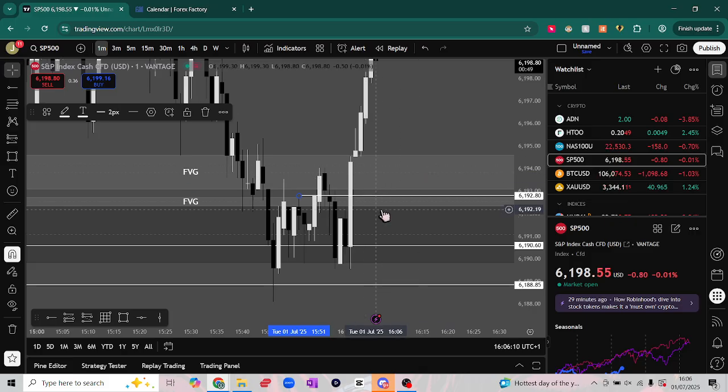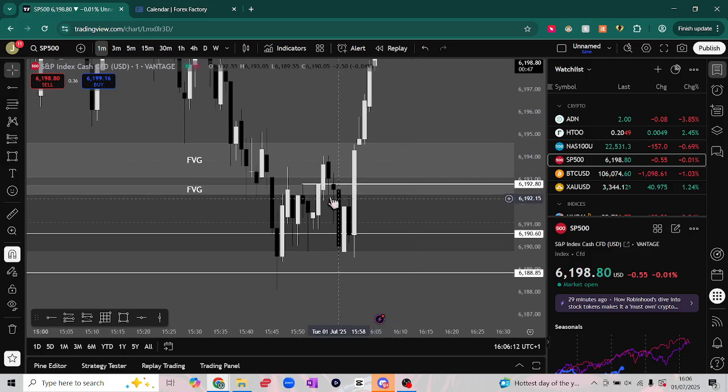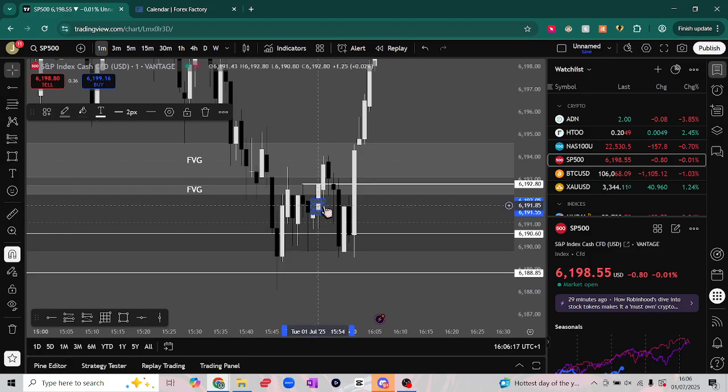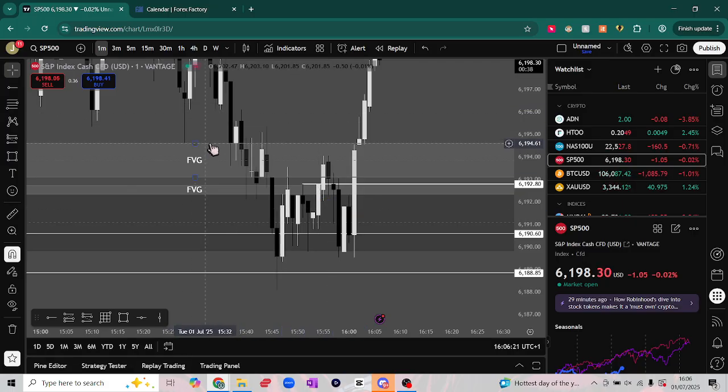So I was like, cool. On my CFD chart, it's very slightly different. There was no 1-minute fair value gap here, like there is right here. So, I'm just gonna go ahead and delete all of these because we know we were reacting off them.